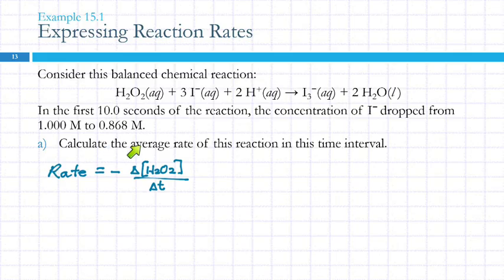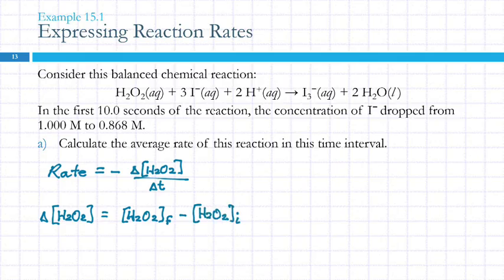So in order to find the rate, we need the change in this concentration, and we need the change in time, and in that little sentence, they gave us the information we need. So the change in the H2O2 concentration is equal to the H2O2 concentration at the end, let's call that final, minus what it started at. So they say it went from 1 to 0.868. So it ended up at 0.868, and it started at 1.